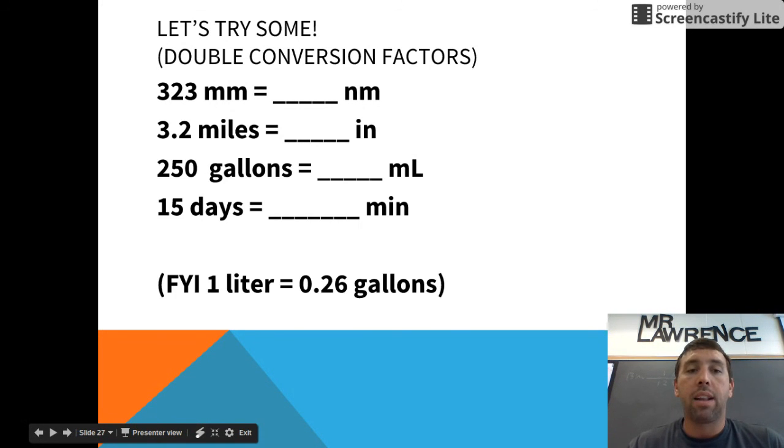You can also practice these 4 problems. These are double conversion factors where you'll need to go from millimeters to meters and then from meters to nanometers with having 2 conversion factors. Same thing, you'll need to go from miles to feet, from feet to inches, from gallons to liters, from liters to milliliters. And then in the last problem, you should go from days to hours, from hours to minutes. Practice your work, and I'll answer your questions in class.